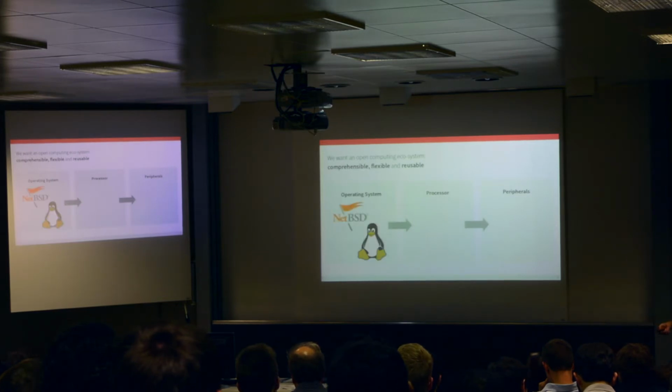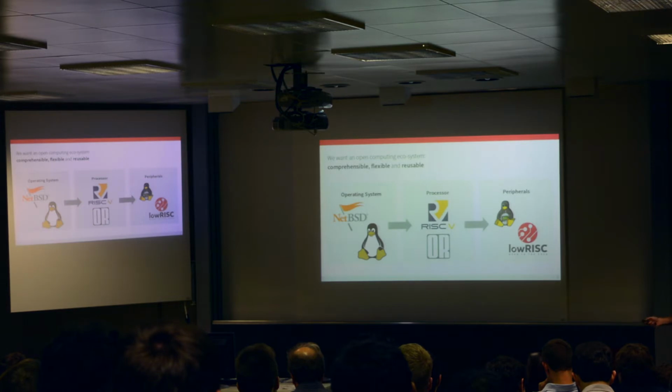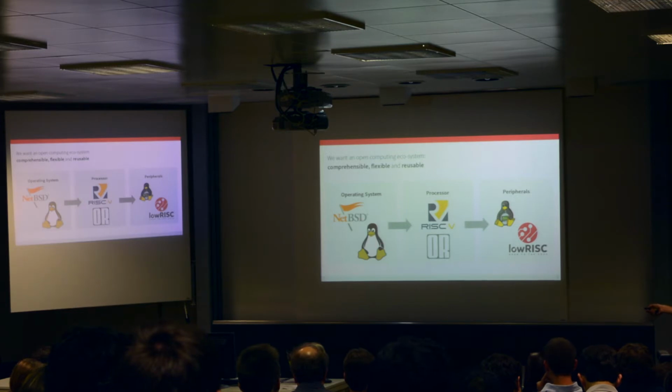To motivation. As you know, the goal of lowRISC is to provide an open computing ecosystem. We basically already have this in operating systems. We have Linux or NetBSD. In case you don't know, NetBSD is a free and open source Unix system. As you all saw today, there are lots of flexible processors that you can download and reconfigure. And when it comes to peripherals, there are also a few projects.